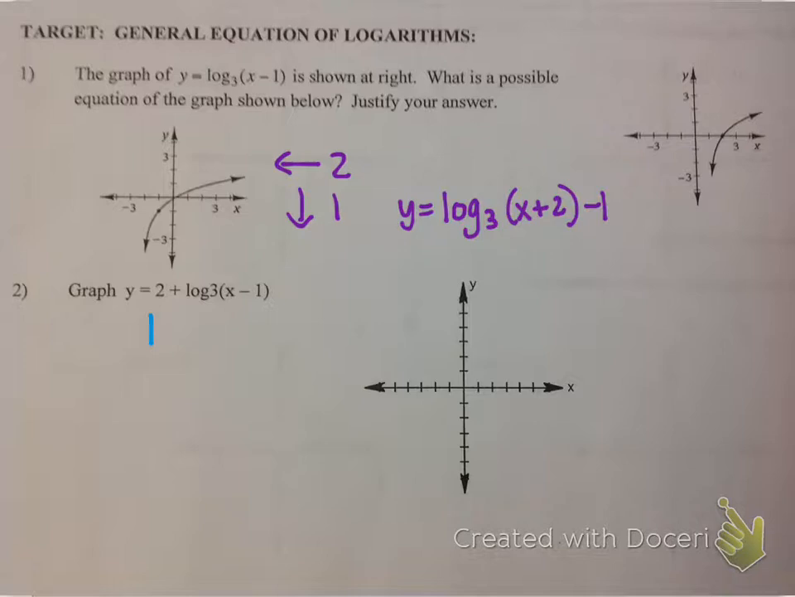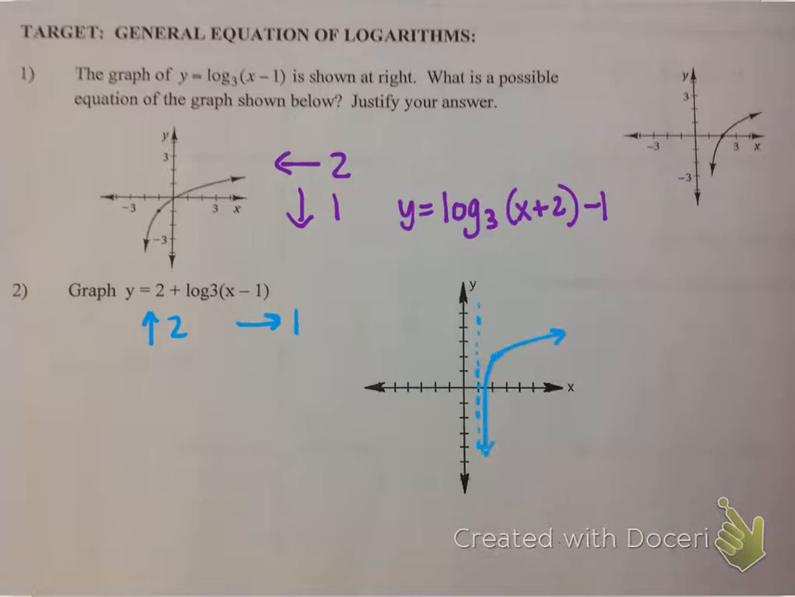Alright, then we had that little typo in number 2 that should have been a log base 3, not log of 3x minus 1. But this equation tells me that I need to shift my log graph up 2, and I need to shift it over to the right 1, which means that my locator point is going to be at positive 2, positive 2. The reason that it's not at positive 1, 2 is because our locator point on logarithms does not start at (0, 0), it starts at (1, 0). So you got to make sure that you account for that.